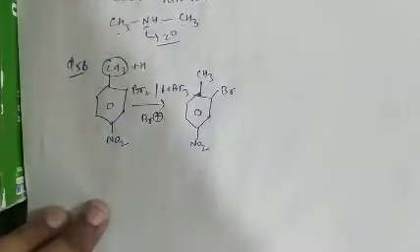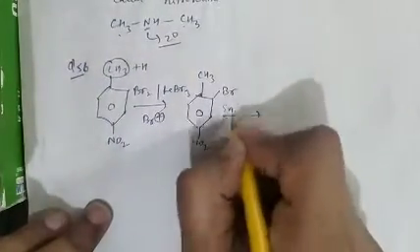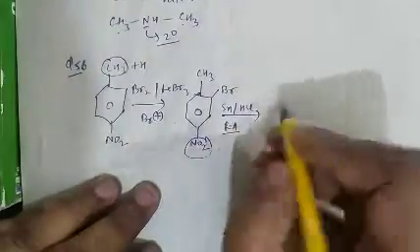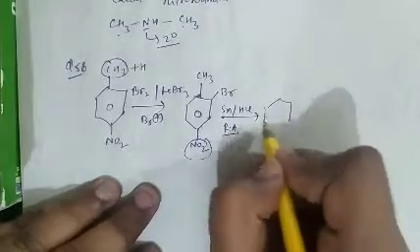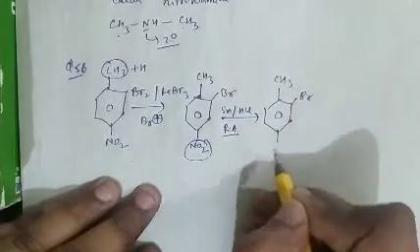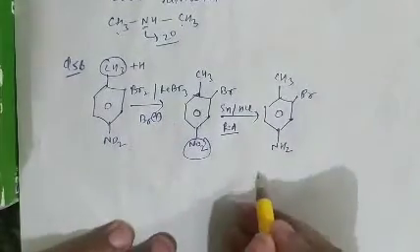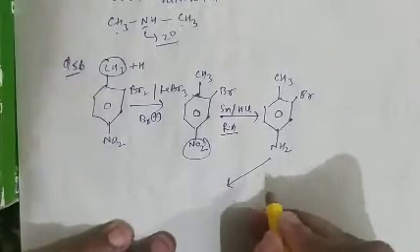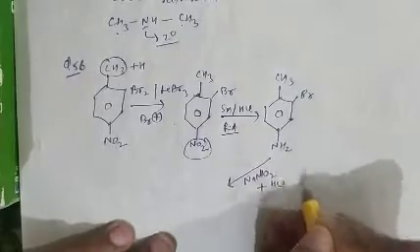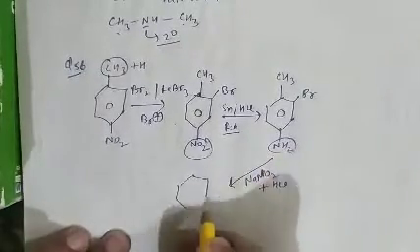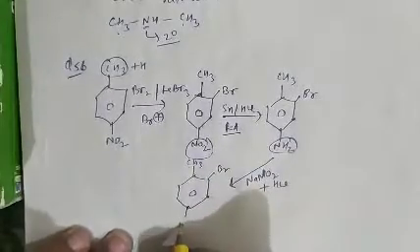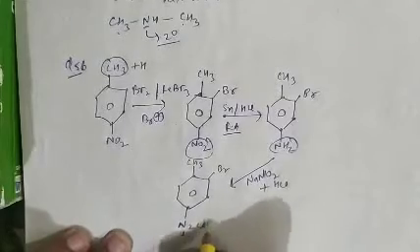Now the reaction with Sn/HCl, which is a reducing agent, will reduce the NO2 group into an amine. The compound will be CH3 with Br, and NH2 after reduction. Next, the reagent NaNO2 plus HCl changes this into a diazonium salt. The CH3 and Br will remain the same, and the amine will change into the diazonium salt, N2 plus and Cl minus.